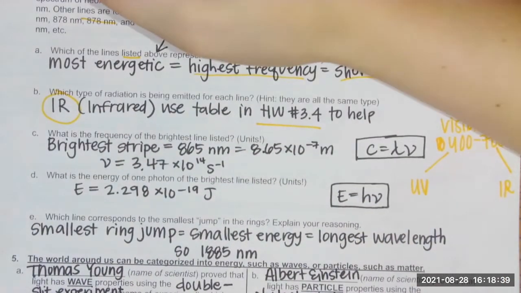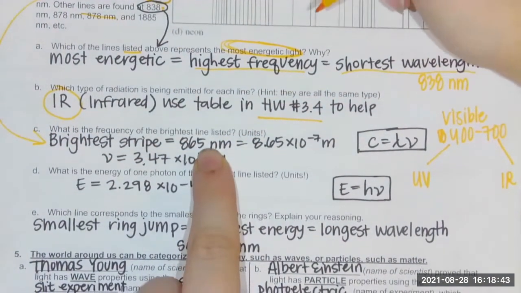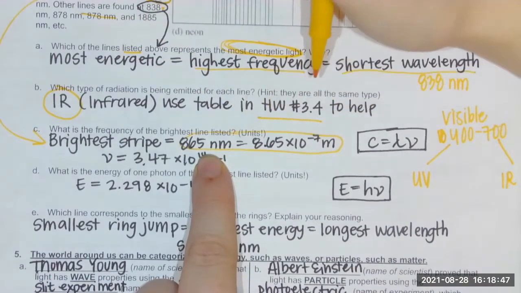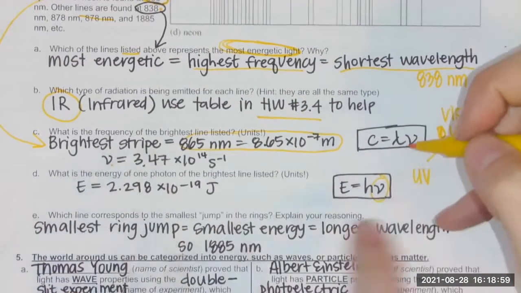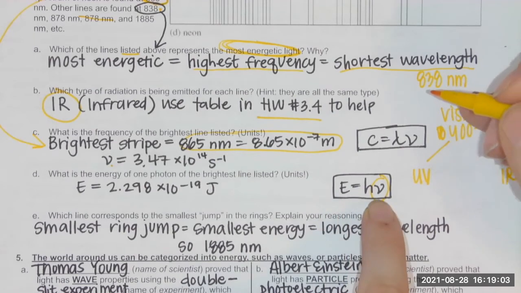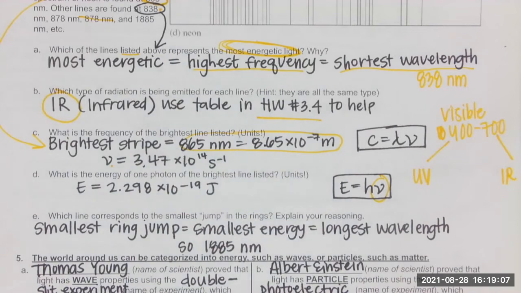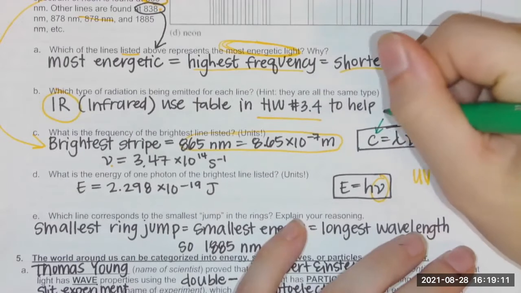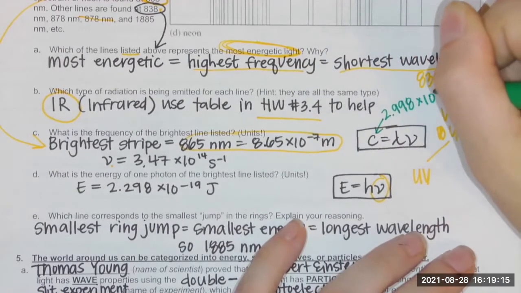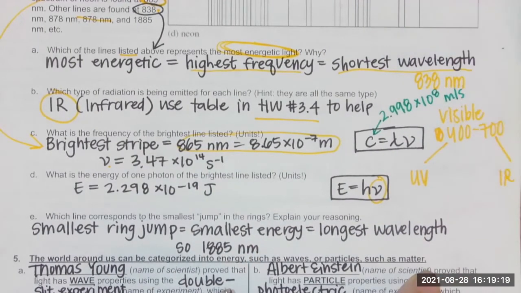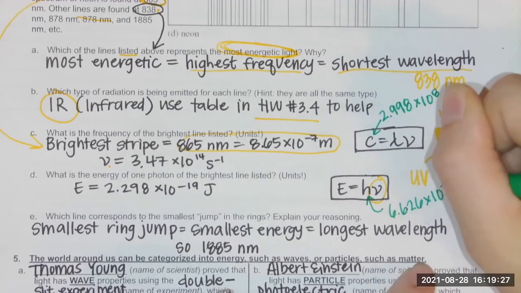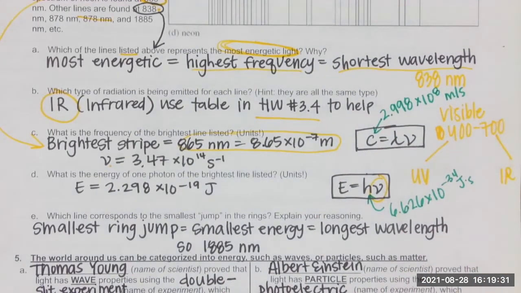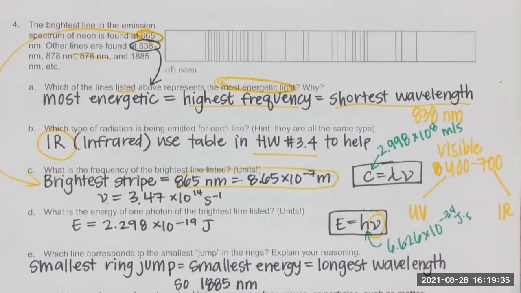It says that 865 was the brightest stripe. So I brought that number down, converted it into meters, and used c equals wavelength times frequency in order to get my frequency. Once I had that frequency, I plugged it in here. Energy equals h times frequency, where h and c are constants, so you should never be asking what those are. c is always the speed of light, 2.998 times 10 to the 8. And h is Planck's constant, which is 6.626 times 10 to the negative 34. And here's that one if you would like a screenshot.